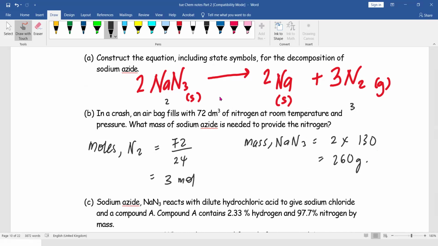130 is the final answer. Wow. Say properly. I thought nitrogen is 14 times 3 plus 23, 65, 130 grams. It is about 1,000.